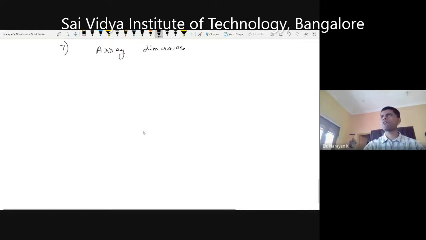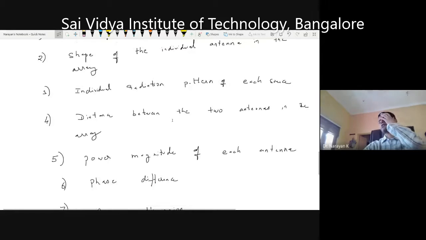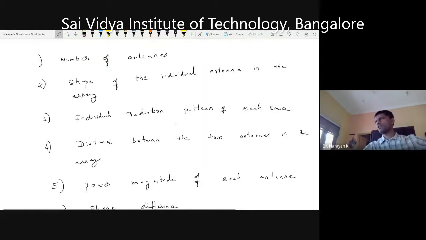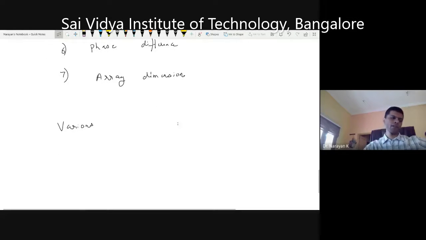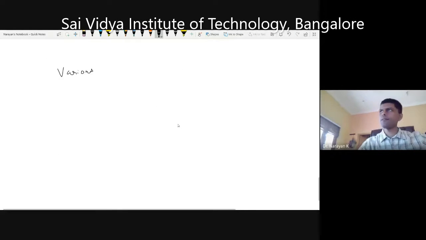The next topic we'll be reading is various forms of antenna array. I hope you have noted down these points: individual radiation pattern of each source, shape of the individual antenna in the array, distance between the two antennas in the array, power magnitude of each antenna, phase difference, and array dimension. Then, various forms of antenna array.